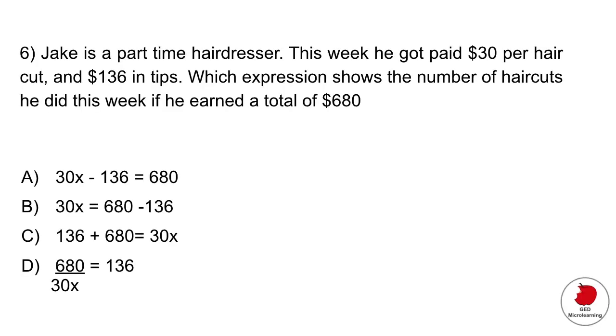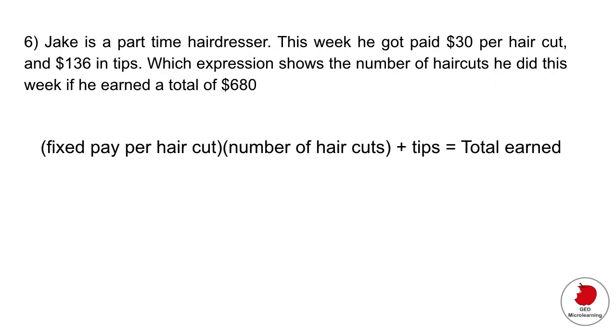All right, question 6. Jake is a part-time hairdresser. This week he got paid $30 per haircut and $136 in tips. Which expression shows the number of haircuts he did this week if he earned a total of $680? Okay, so sometimes the GED will give you these problems where they're called setup problems. They're not necessarily asking you for the answer, they're asking you to find out how you would set up the problem to solve it. Okay, so let's get cracking.